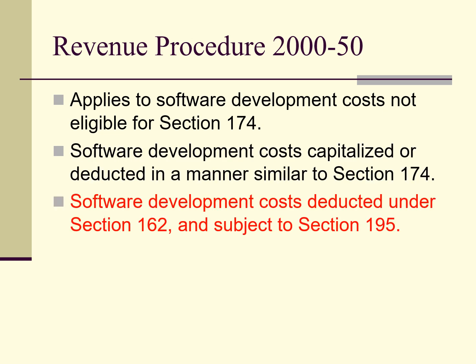The treatment of software development costs under Revenue Procedure 2050 is very similar to that under Section 174, except for one important point. Costs deducted under Revenue Procedure 2050 are deducted under Section 162. For a startup company that is subject to Section 195, this means that such costs, while deductible pursuant to Revenue Procedure 2050, must still be deferred and amortized under Section 195.